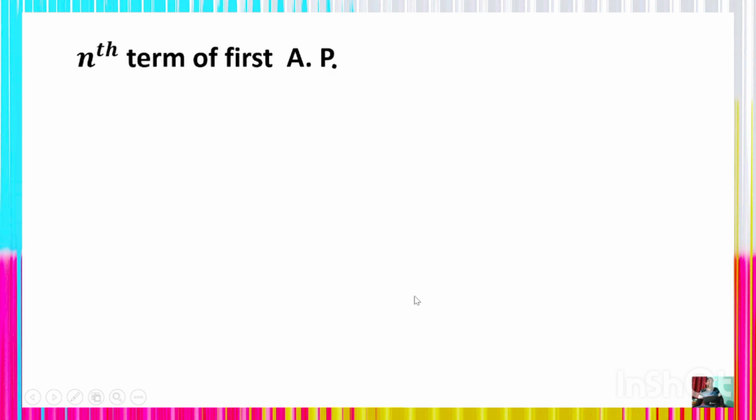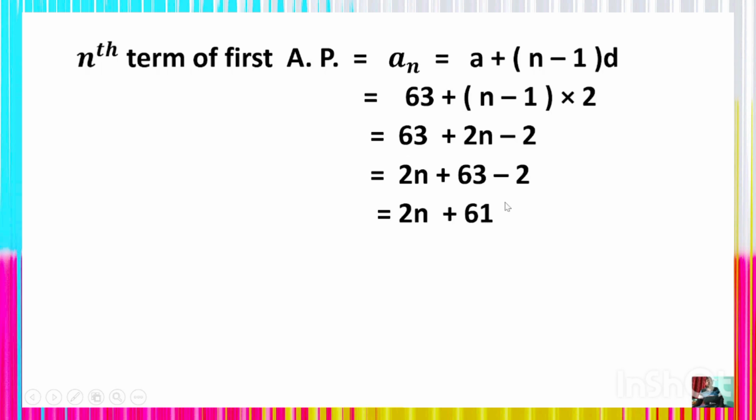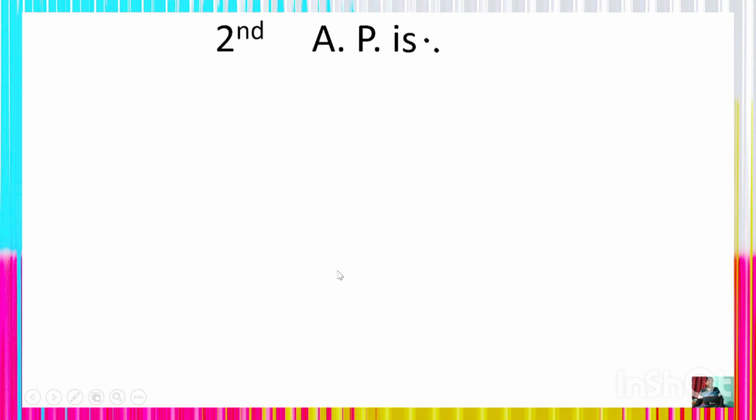Now the nth term of the first AP, which is an, is equal to a plus n minus 1 whole into d, which is 63 plus n minus 1 whole into d. In place of a and d, you can use the values, and after putting the values, you will get 63 plus 2n minus 2. If you arrange it, it is 2n plus 63 minus 2, which is 61. Thus you get the nth term of the first AP, an is equal to 2n plus 61, equation number 1. Similarly, the second AP.